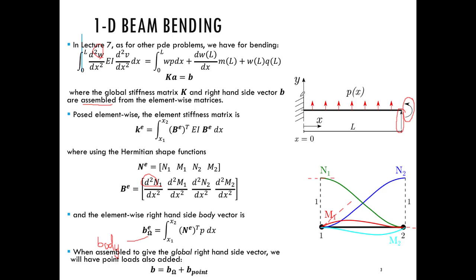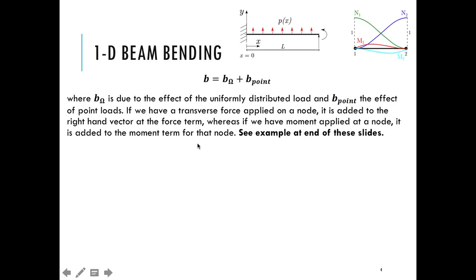And of course, once we remove this wall support, there will be reactions also acting at this point. So there are these two nodes on which there are point loads acting. So these will have to be incorporated using b point, similar to the procedure that we had used for our axial loading problem. Okay, so just to repeat that again, the global right-hand side vector consists of a body term, the assembled body term, and the point loads, which consist of the effect of a transverse force and a moment being applied at a node.